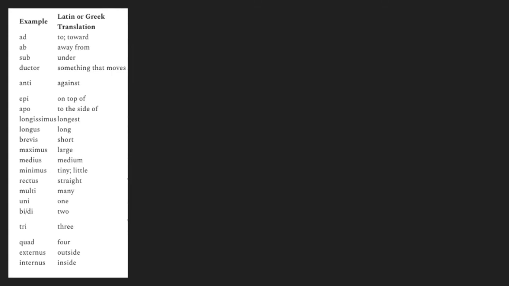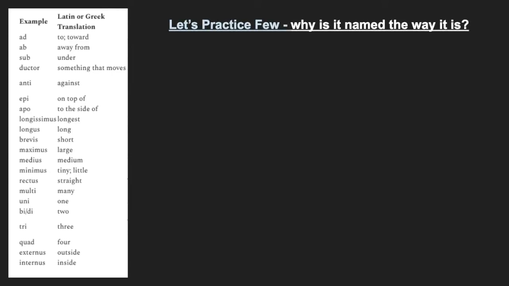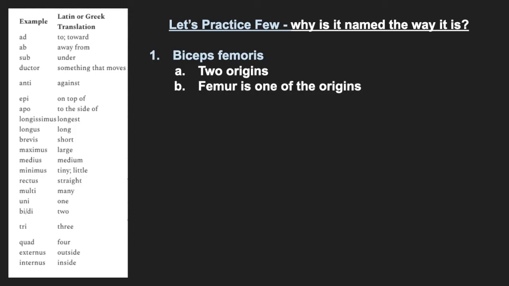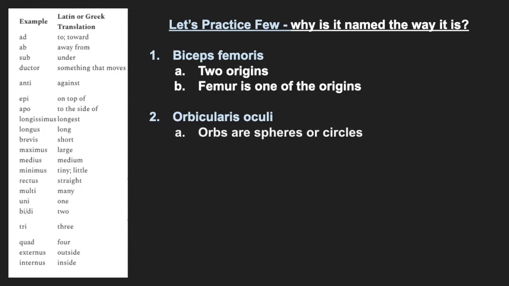And then let's practice a few to look at why they're named the way they are. Biceps femoris. Let's break that apart first. It has two origins because it has bi at the beginning. And the femur is one of the origins because femoris is part of that word. So that one's pretty straightforward. What about orbicularis oculi? Orbs are spheres or circles, and oculus refers to the eye, so this circles the eye. This is the muscle that surrounds your eye that allows you to blink and look in different directions.